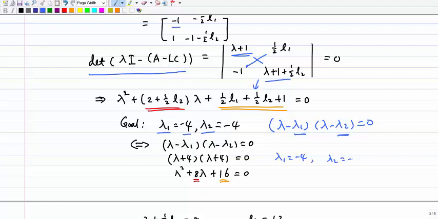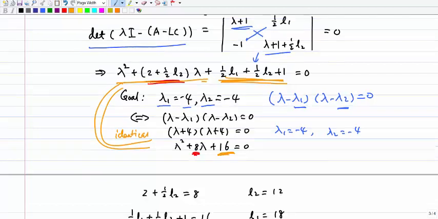If we take the product, we have lambda squared plus 8 lambda plus 16 equal to 0. This means this coefficient should equal 8, and this constant part should equal 16. Then the two polynomials are exactly identical, which means we do have the eigenvalues of negative 4, negative 4.